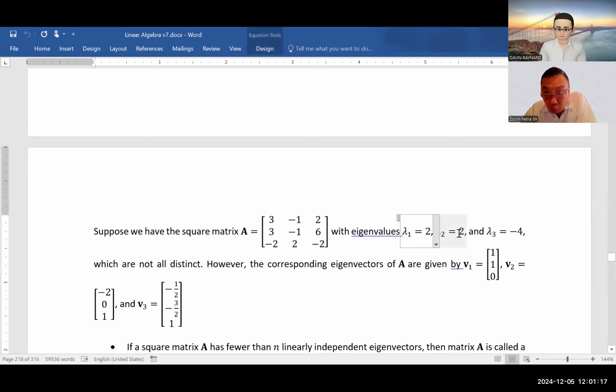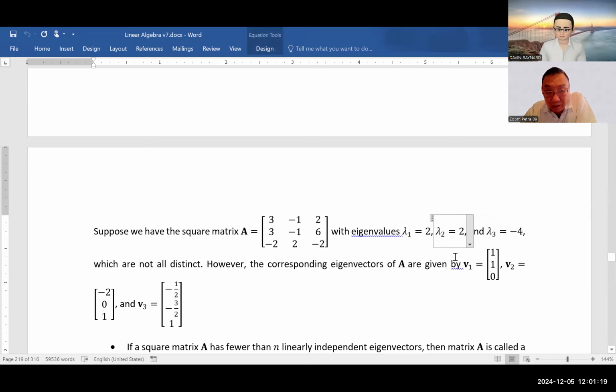So suppose this is your matrix A. You form a characteristic equation, and then you will have three roots. So these are the three roots. They are not distinct. You see there, you have 2 and 2. This is multiple, right? And then you have 3 eigenvectors. Be careful: even though the eigenvalues are the same, the eigenvectors are not the same.